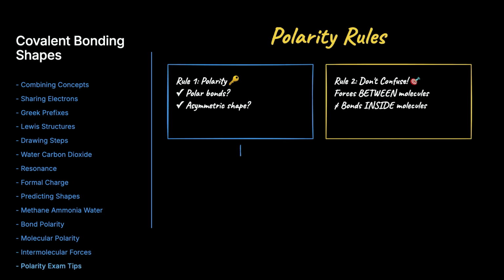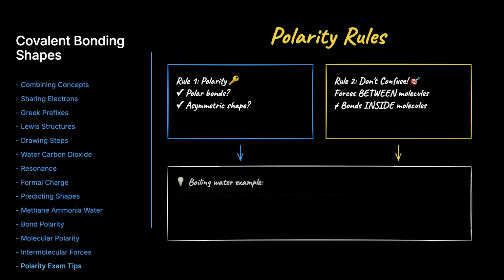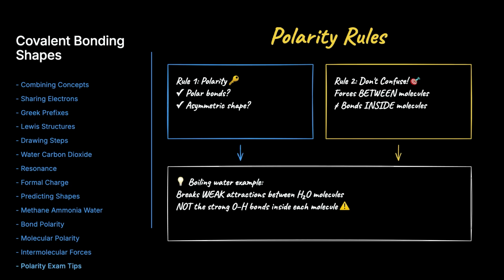First, to judge molecular polarity, check both whether the bonds are polar and whether the overall shape is symmetric. Second, never confuse the forces between molecules with the bonds inside them. Boiling water breaks the weak attractions between water molecules, not the strong bonds within each one.